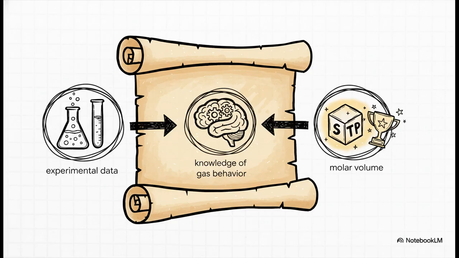So here's our game plan. We're going to use the good old ideal gas law as our guide. We'll collect our data in the lab and then use that data to figure out the molar volume at something called STP, that's standard temperature and pressure. You can think of STP as the universal gold standard, a set of conditions that lets scientists all over the world compare their results fairly.